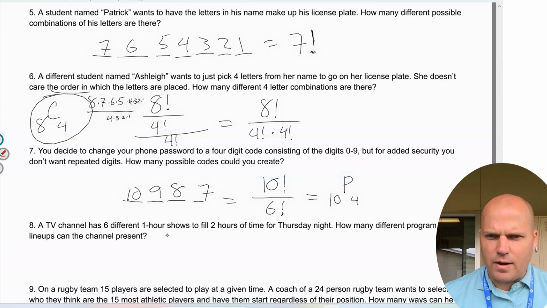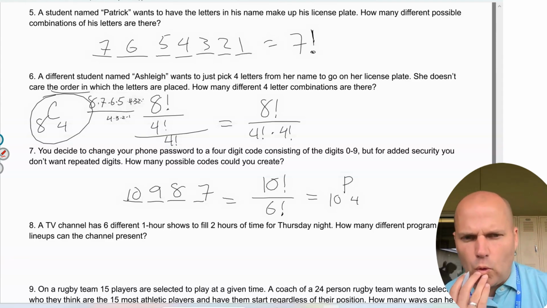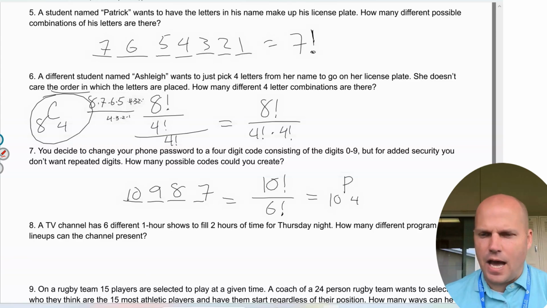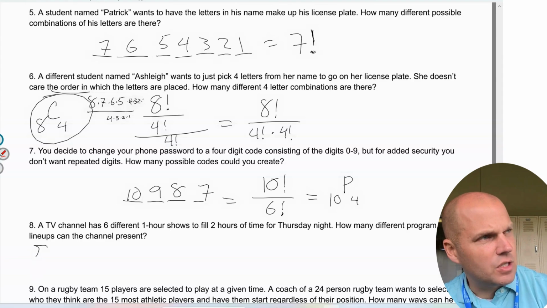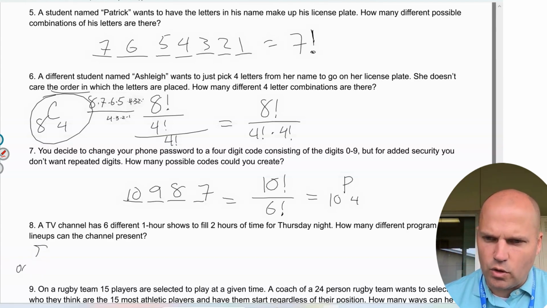A TV channel has 6 different 1-hour shows to fill 2 hours of time. Order will matter. Well, I wonder if order matters here. I guess program lineups mean order matters: the first show versus the second show. Back in the day, it used to be like Seinfeld followed by Friends. That order mattered. That was Thursday nights on NBC. So we're going to say the order matters.